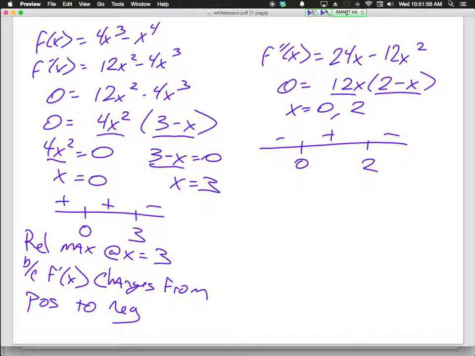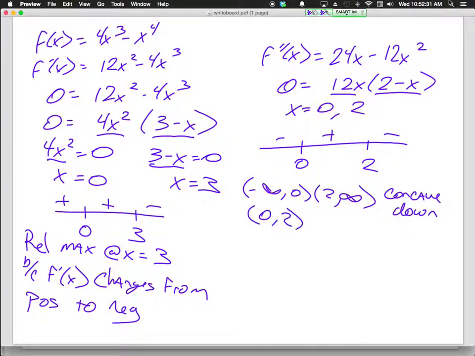Well, first of all, let's do intervals of concavity. I forgot about that, so I need intervals of concavity. So what's going on from negative infinity to 0 and from 2 to infinity? What do I have there? Concave down, because f double prime is negative. And then from 0 to 2, we are concave up because f double prime is positive.